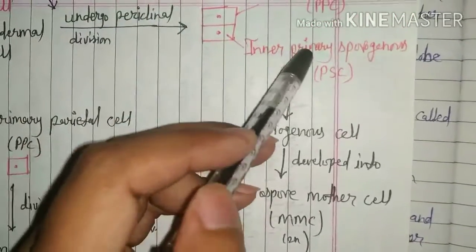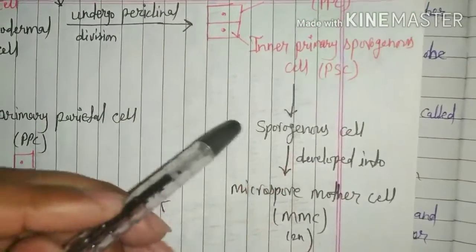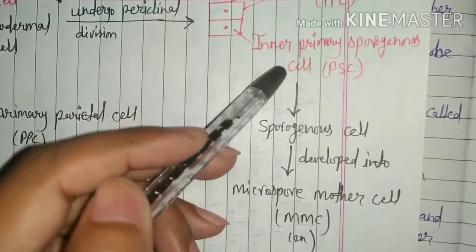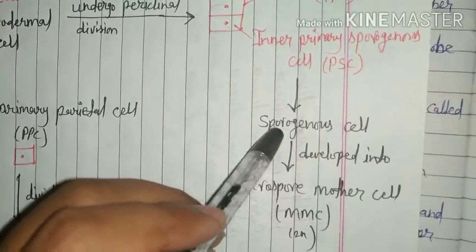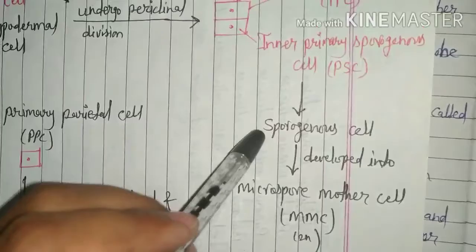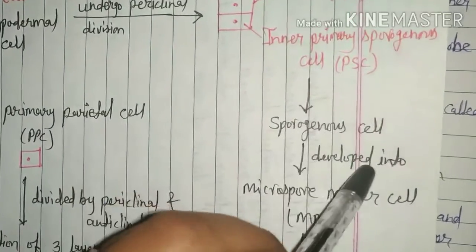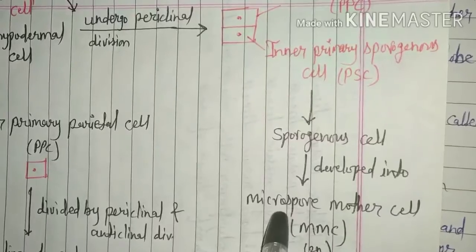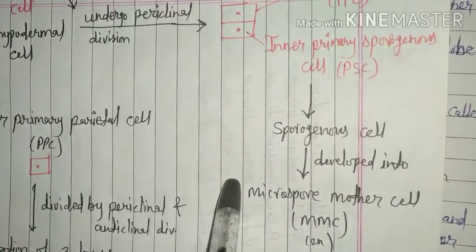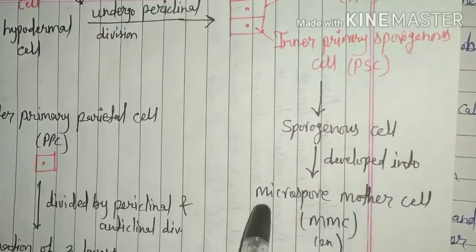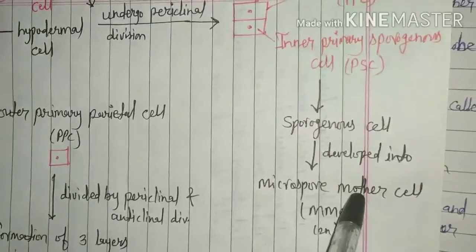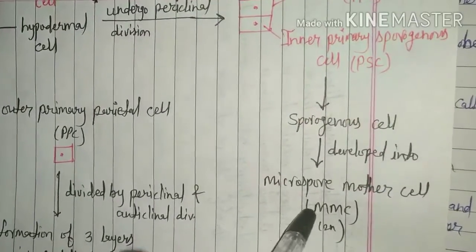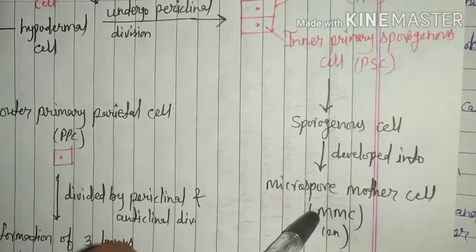Inner primary sporogenous cells (PSC) convert into sporogenous cells. After that, sporogenous cells develop into microspore mother cells (MMC), and MMC is the germ cells for pollen grains, which divide by meiosis division and form pollen grains.